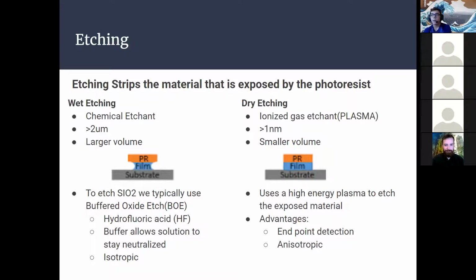Unlike the BOE, it's actually anisotropic, where it will just attack in one direction. It will just attack straight down from the first exposed area of the silicon dioxide straight down to the substrate. It uses high energy plasma to etch the exposed material rather than a chemical method.